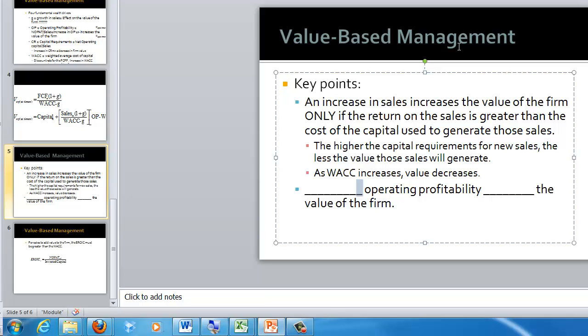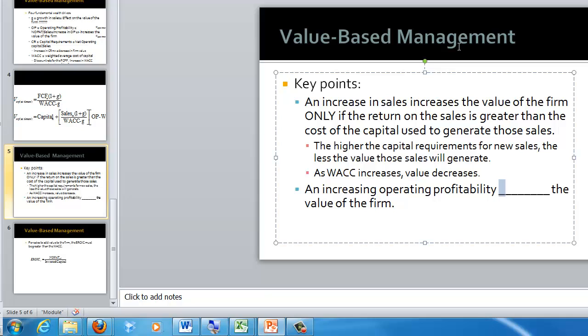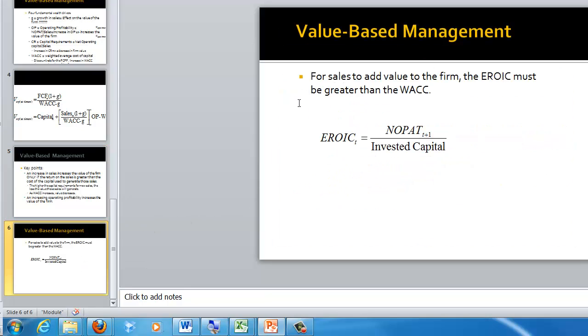Finally, an increasing operating profitability increases the value of the firm. Then finally, the last measure I want you to know is the expected return on invested capital.